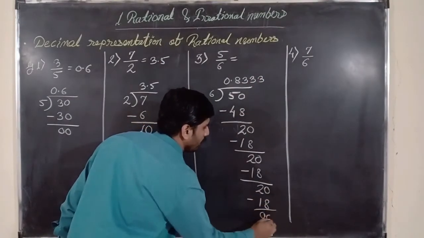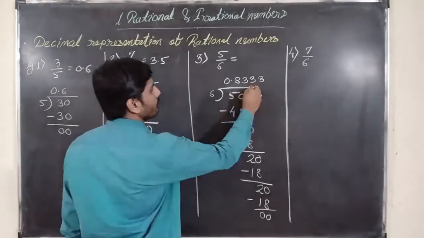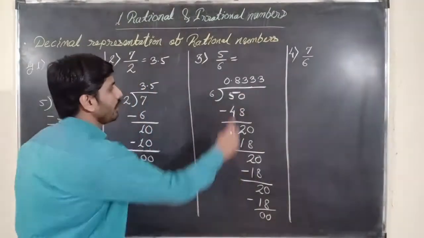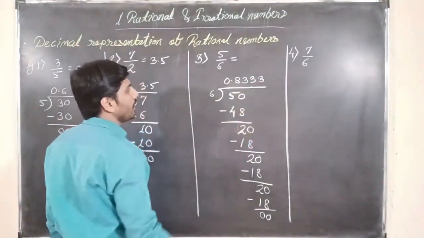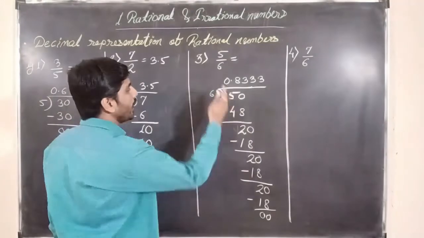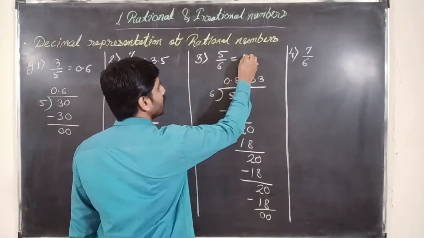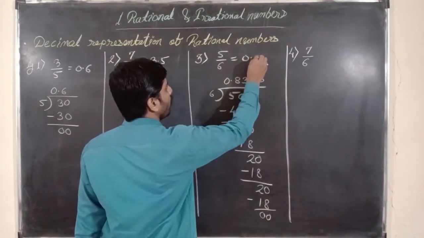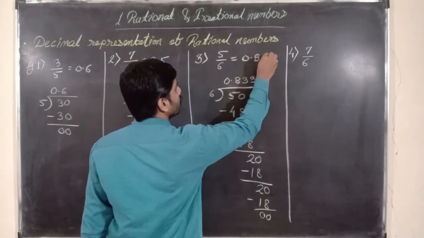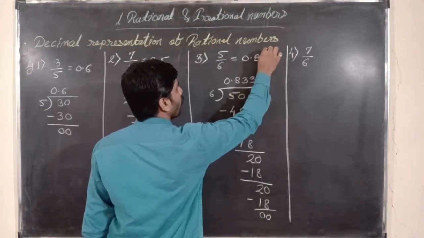So we are getting the same number again and again. So this 3 will occur infinitely many times. So instead of writing 0.83333, we will write this as 0.83 with a dot on the 3.